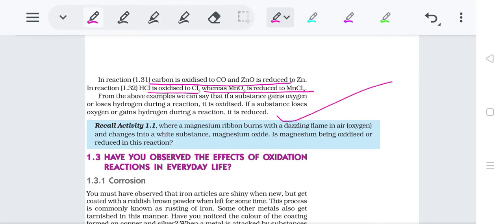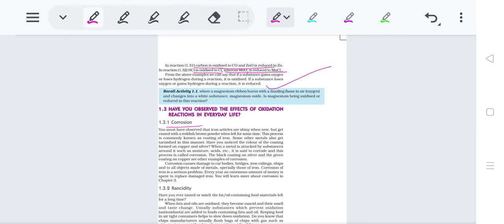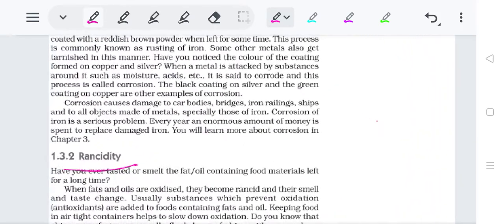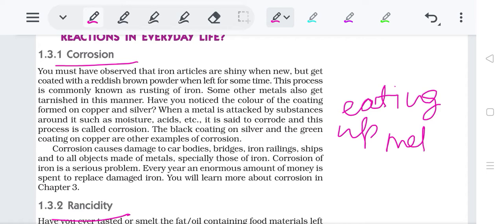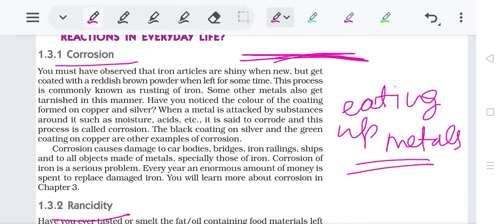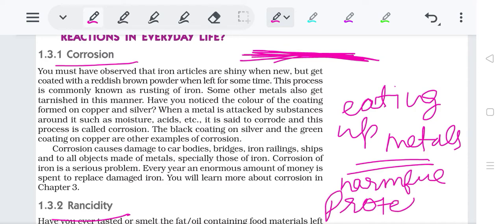So here we are done for the day, and then we have corrosion and rancidity. Corrosion is nothing but eating up of metals. Like we see in magnesium, there becomes a layer of magnesium oxide. So a layer can be harmful for the metal or it can be protective. Like in the case of iron, let's read it now. The process is commonly known as rusting of iron.